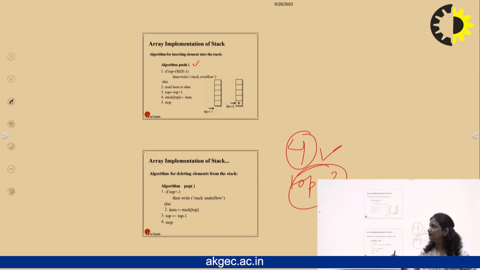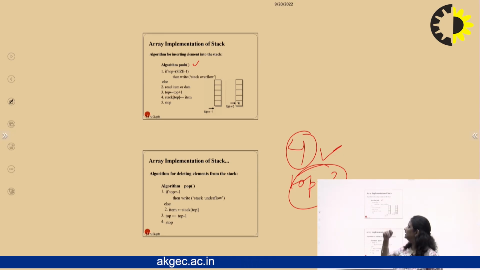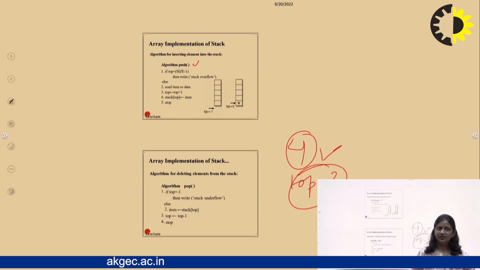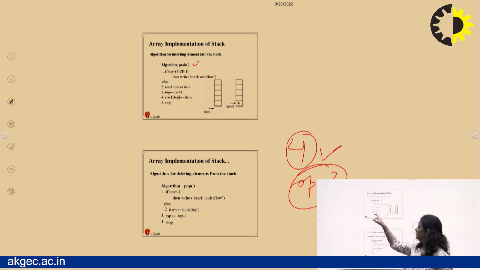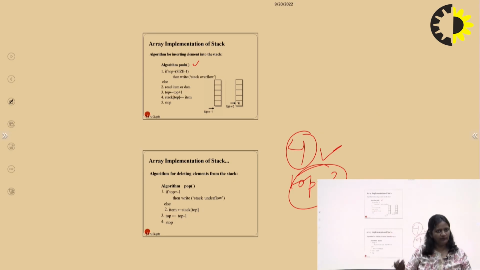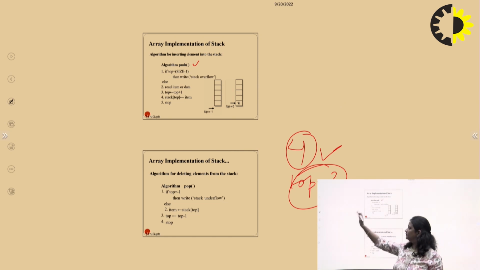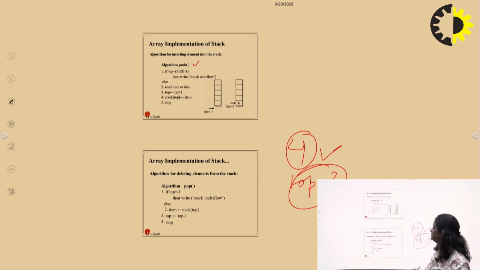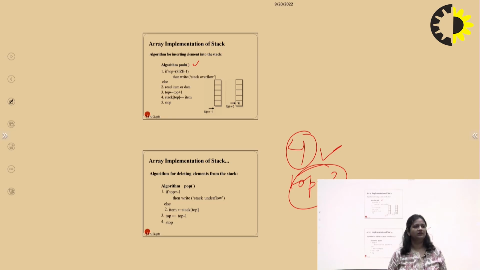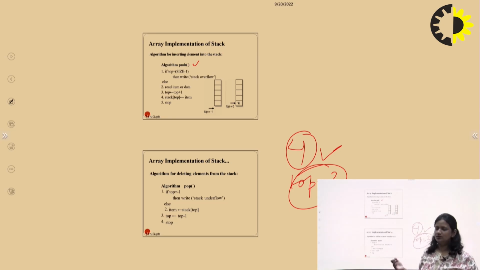Then we write overflow. Else, read the item or the data. Read the item that we have to insert. Top is equal to top plus 1. The top value is incremented by 1. Then we push the item onto the top of the stack and then stop. This is the algorithm to insert an element onto the stack.